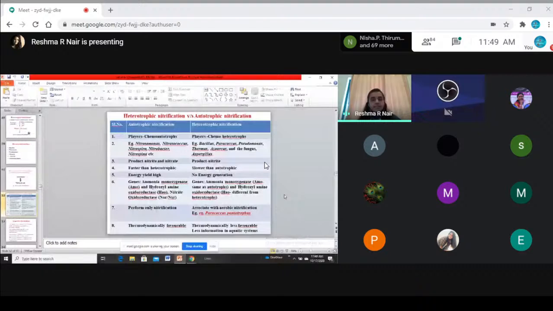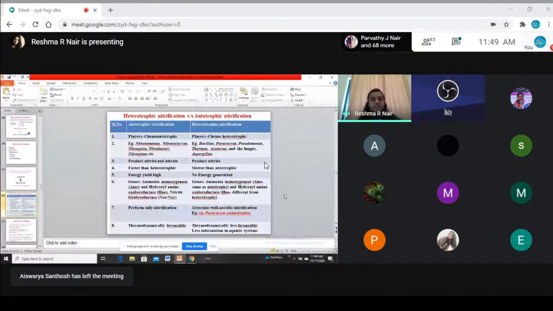But heterotrophic nitrification is performed by chemoheterotrophs, and no energy is released during heterotrophic nitrification, so the process will be slower, and the enzymes also will be a little bit different. In the biochemistry part, we can say that autotrophic nitrification is more thermodynamically favorable as compared to heterotrophic nitrification.